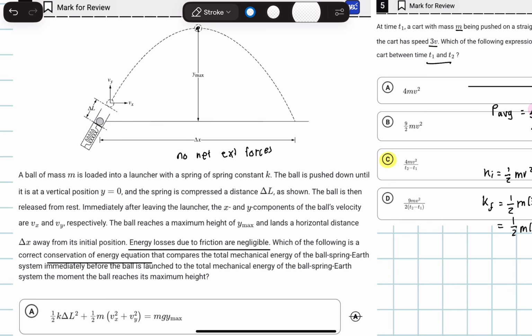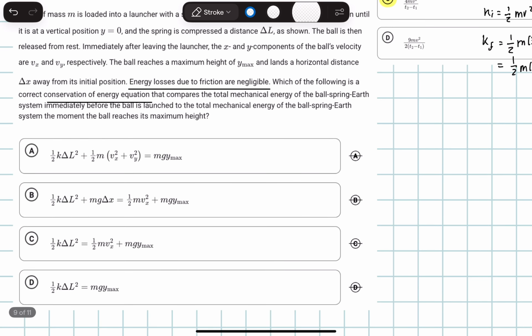Which of the following is a correct conservation of energy equation that compares the total mechanical energy of the ball-spring-earth system immediately before the ball is launched to the total mechanical energy of the ball-spring-earth system the moment the ball reaches its maximum height?